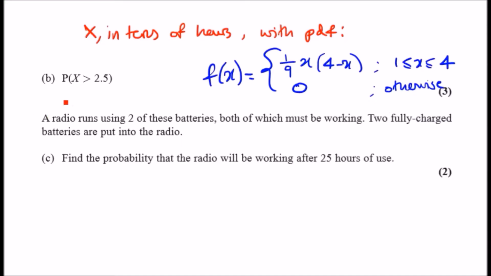So as usual, we're given the random variable x in tens of hours with the following probability density function. Okay, so it's all copied out here. Now let's evaluate B. So find the probability that the random variable x is greater than 2.5.